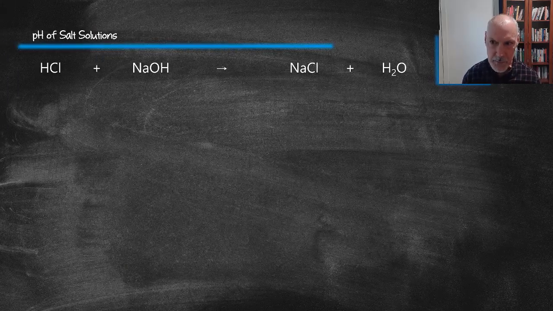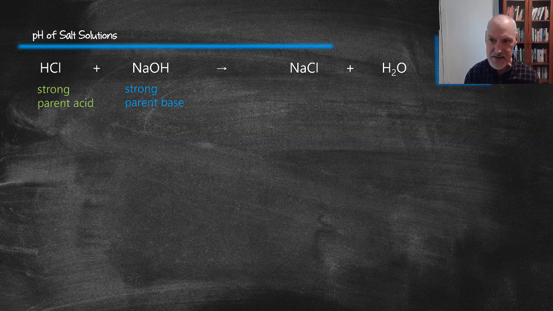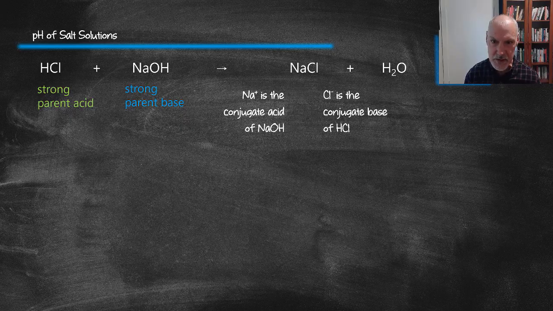In my first example, HCl and NaOH, I have examples of a strong acid and a strong base reacting, producing our salt, sodium chloride. We can trace the sodium back to our parent base, hence it's the conjugate acid of NaOH. Cl-, coming from a strong parent acid, constitutes the conjugate base. Both of these come from strong parents. As a result, their conjugates are both very weak.